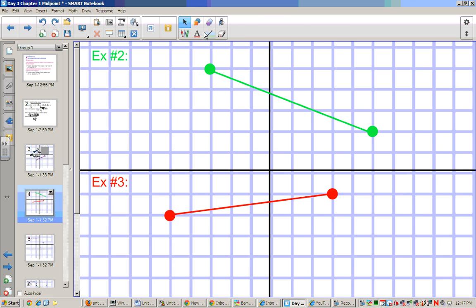All right, now we have a couple examples. So from this point to this point, the first thing we need to do is find the values. 1, 2, 3, 4, 5. That's 5 to the right and 2 up. Over here is 3 to the left and 1, 2, 3, 4, 5. So -3, 5.